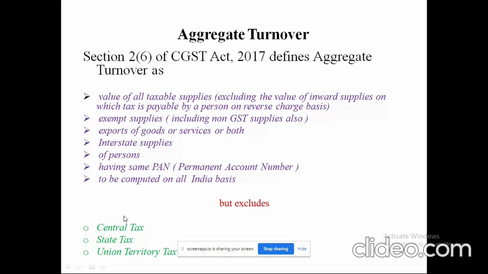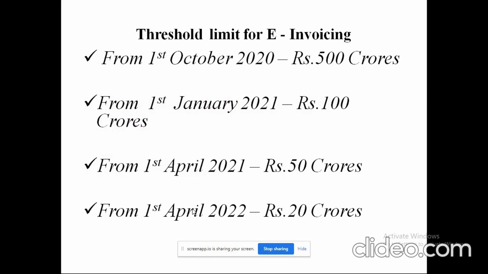Threshold limit for e-invoicing. From 1st October 2020, the threshold limit is Rs 500 crores. From 1st January 2021, it is reduced to Rs 100 crores. From 1st April 2021, it is further reduced to Rs 50 crores. And from 1st April 2022, it is further reduced to Rs 20 crores. It means that from 1st April 2022, taxpayers having aggregate turnover of more than Rs 20 crores have to mandatorily register under IRP.